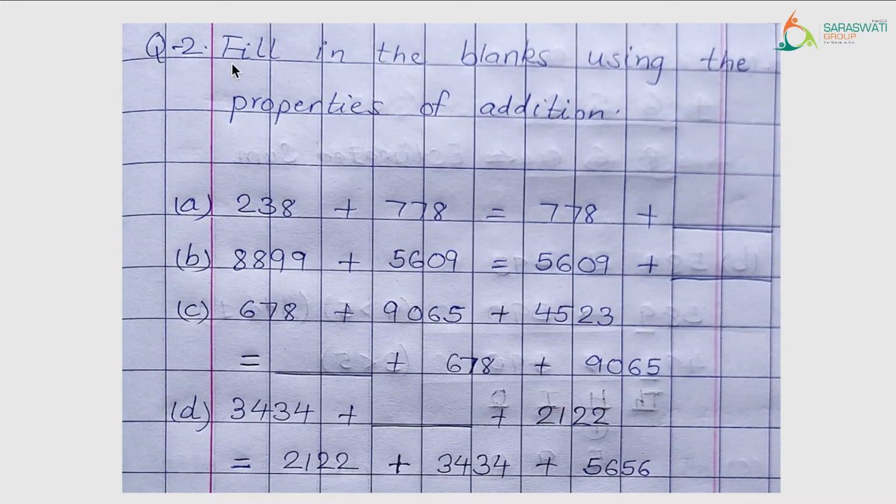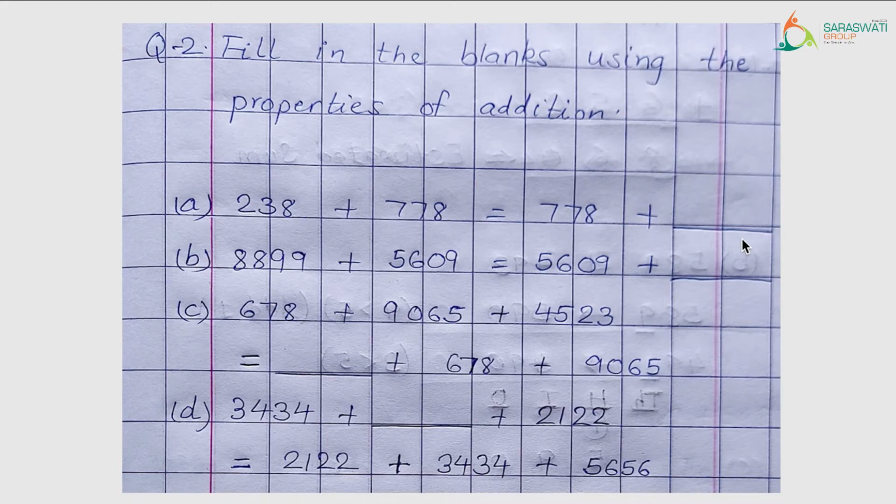Question 2. Fill in the blanks using the properties of addition. So students, we have learned 4 properties of addition. Order property, grouping property, addition of 0 and addition of 1. These 4 properties we have learned, right? Now, A, 238 add 778 is equal to 778 add dash.